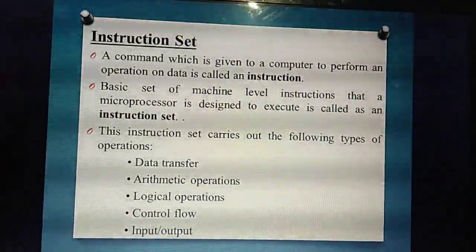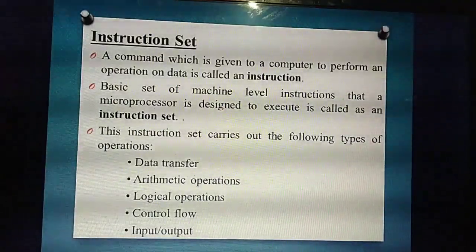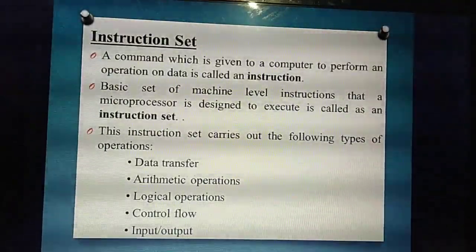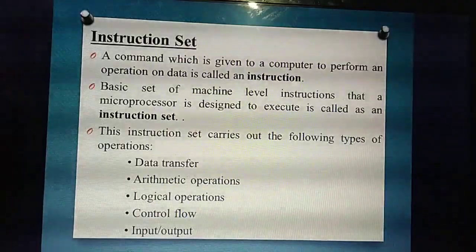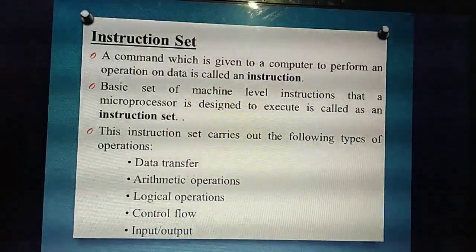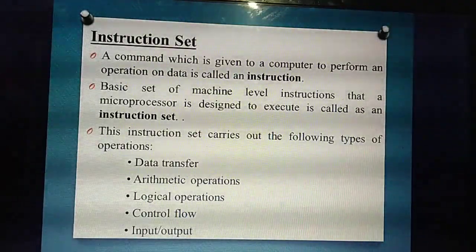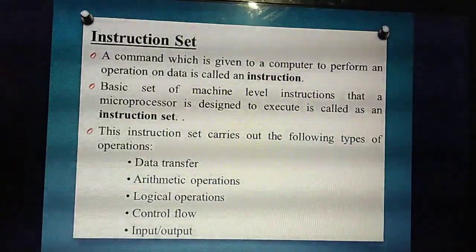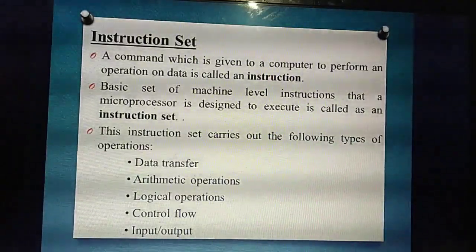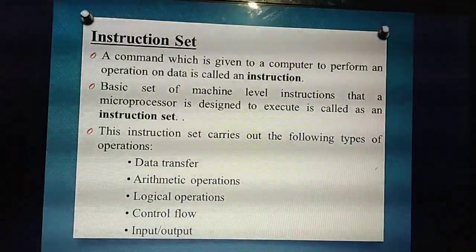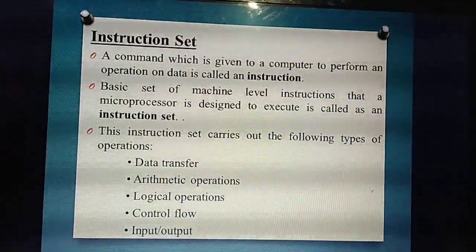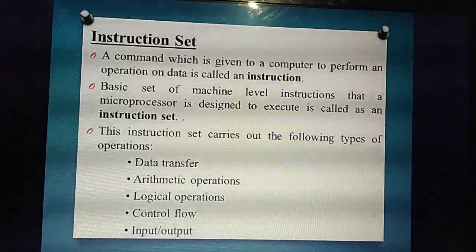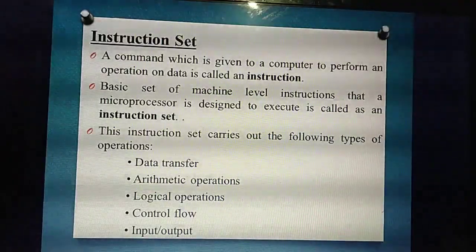Next, it will take care of control flow. What do you mean by control flow? Flow of control. That means water is flowing from upside to downside. Likewise, control flow: flow of data from one place to another. That is called control flow. Next one is input and output. What do you mean by input and output? The data you are giving as input, after processing that data, you will get the output.